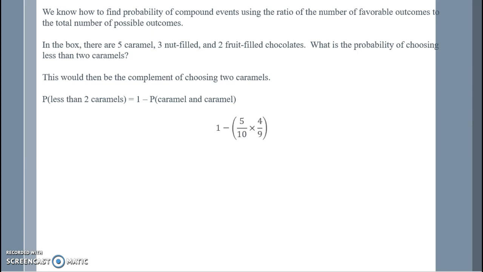Well, if I chose a caramel and then a caramel, 5 out of 10 would be caramel, times we would then have 4 left out of 9 which are caramel. So 1 minus 20/90ths, converting 1 to 90/90ths minus 20/90ths is 70/90ths or 7/9. So the probability of choosing less than 2 caramels is 77.8%.